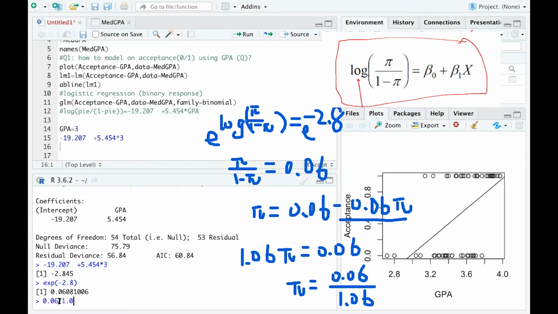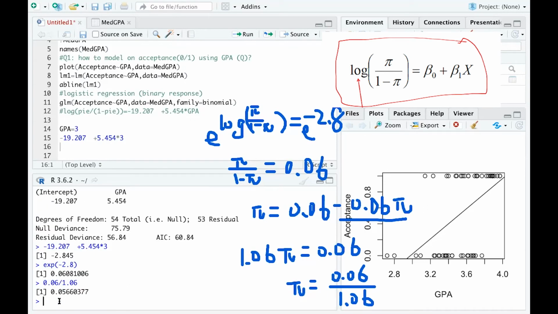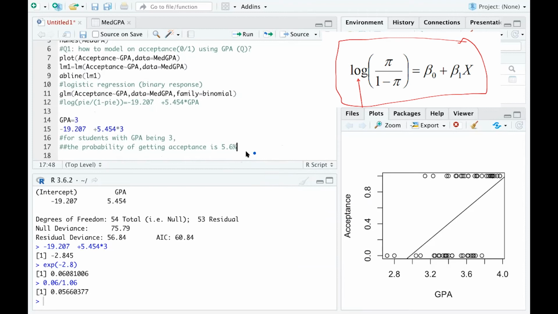0.06 over 1.06, which is 0.056. So that means for students with GPA being 3, the probability of getting acceptance is 5.6%. So that is what we mean using the logistic regression formula.